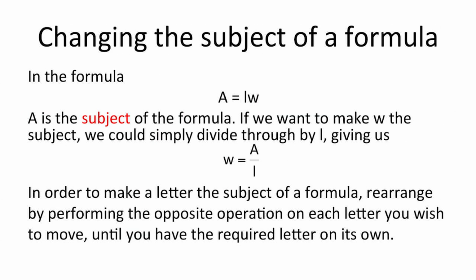In the formula A equals LW, A is the subject of the formula. If we want to make W the subject, we could simply divide through by L, which would give us A over L equals W. Now, in order to make a letter the subject of a formula, we rearrange by performing the opposite operation on each letter you wish to move, until you have the required letter on its own.